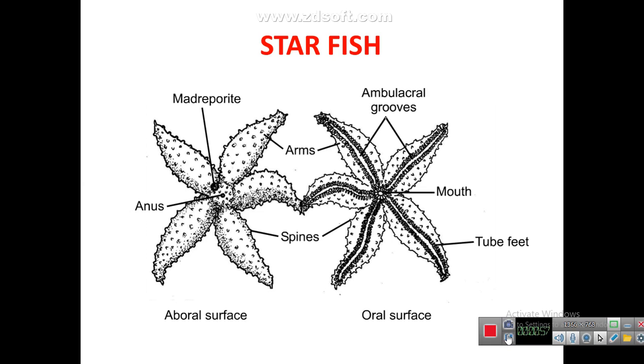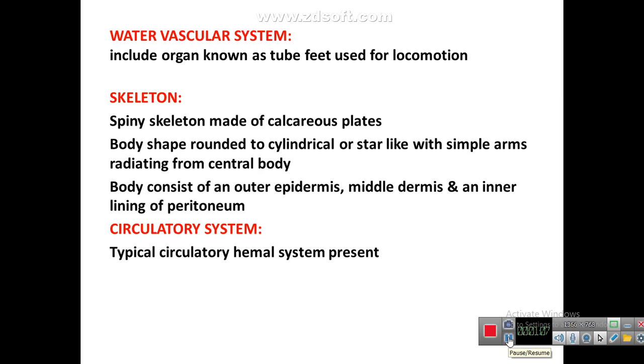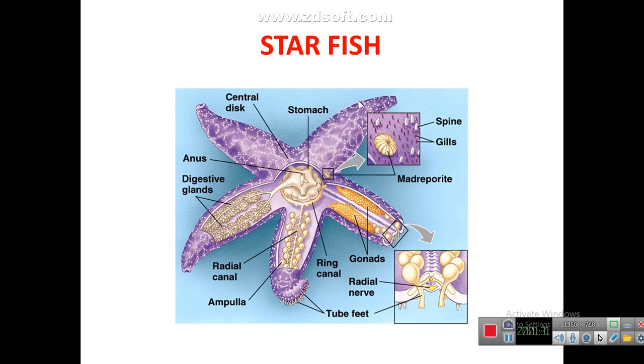These are the oral and aboral surfaces. Oral surface: the side having the mouth. Aboral surface: the side having the anus. Water vascular system: it includes the organ known as tube feet. It is also used for locomotion. Skeleton: spiny skeleton made up of calcareous plates. The body shape is rounded to cylindrical or star-like, with simple arms radiating from the central body. The example of starfish has 5 arms that radiate from this central body.